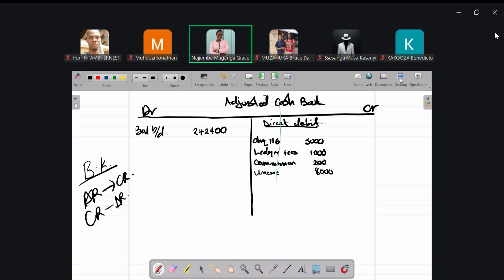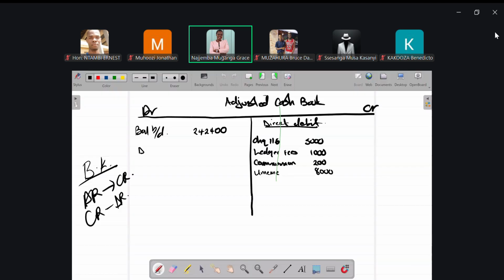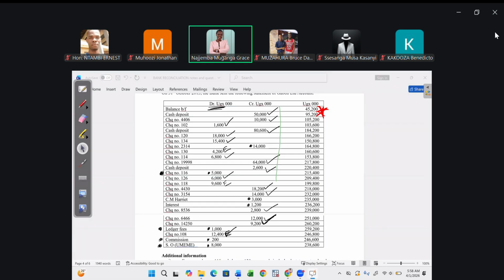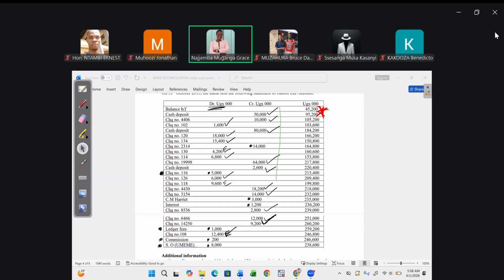Then we move to the credit side. On the credit side, these are the direct credits. So we are including the items forgotten. Check number 2314, 14,000. We have 3,000 interest.